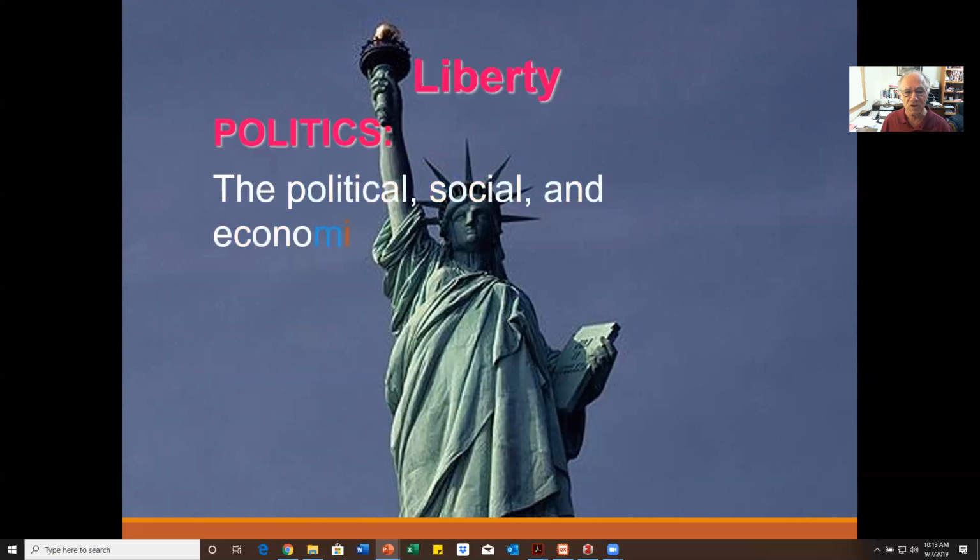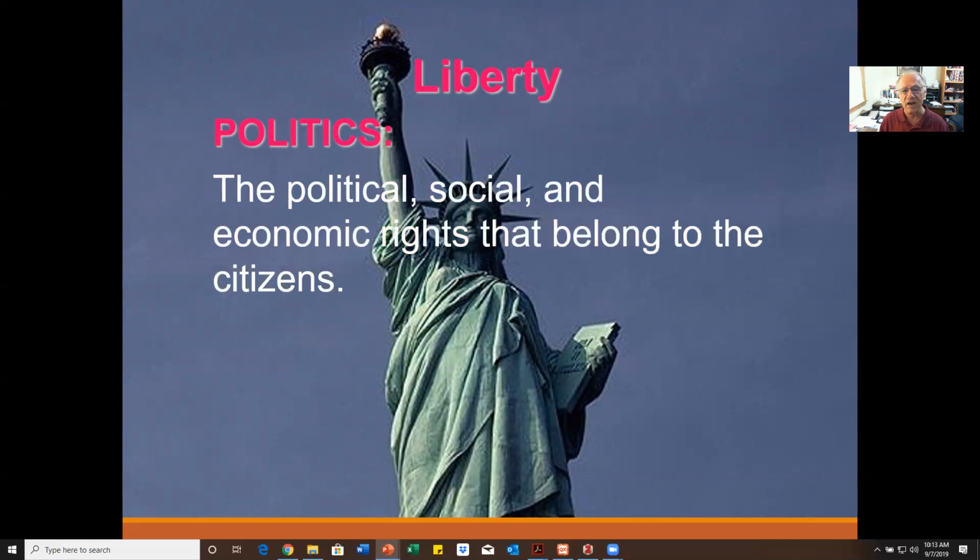Liberty in politics really means the political, social, and economic rights that belong to the citizens. All rights belong to the citizens. We're endowed by our Creator with those unalienable rights. They're not endowed to government. They're endowed to us as individuals. So in politics, liberty means the political, social, and economic rights that belong to citizens.